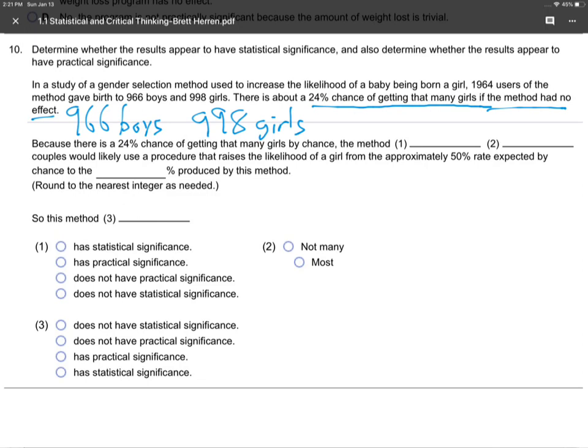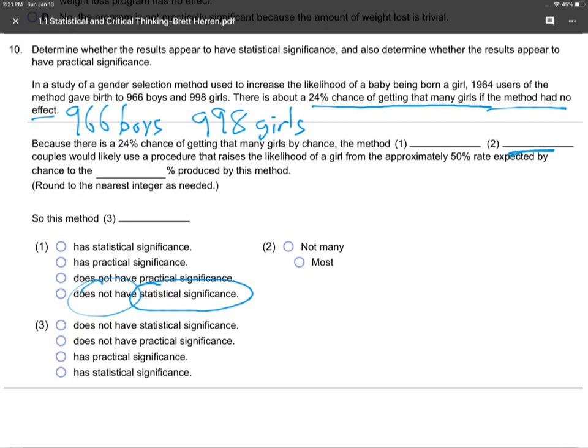Which of these? Does not have a significant. Does not have what kind? Statistical. Does not have statistical. So again, statistical significance is the luck thing. So does not have statistical significance. Is that making sense? Statistical significance is the chance of luck. It's too likely it could just be luck.